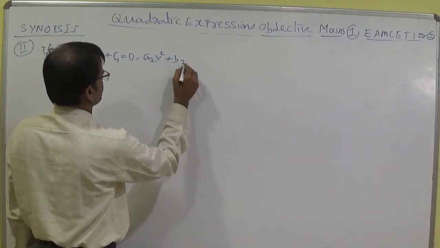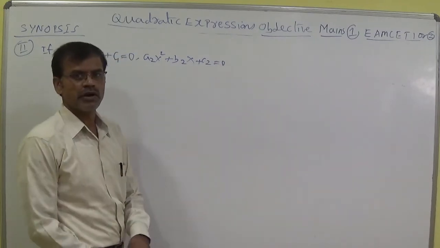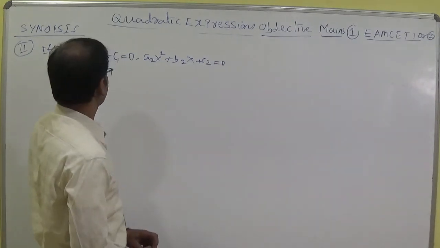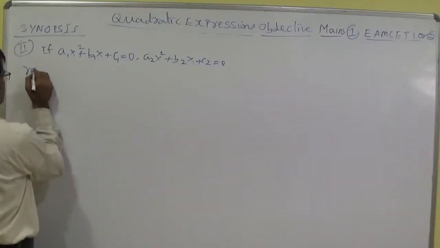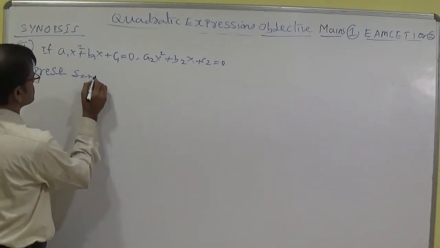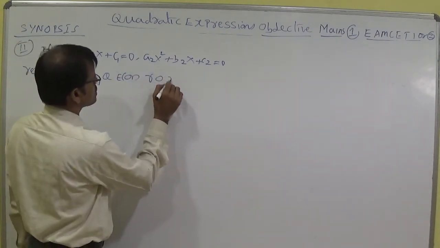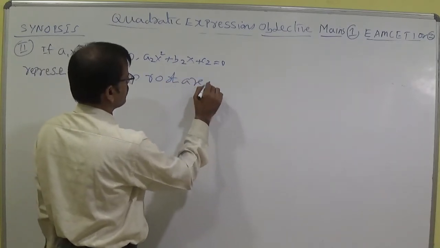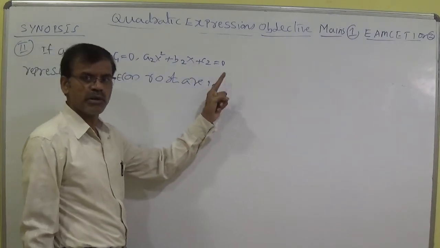a2x square plus b2x plus c2 equal to 0. There are two quadratic equations. If a1x square plus b1x plus c1 equal to 0 and a2x square plus b2x plus c2 equal to 0 represent the same quadratic equation, or the roots are in proportion. Roots of this one and roots of this one are in proportion.